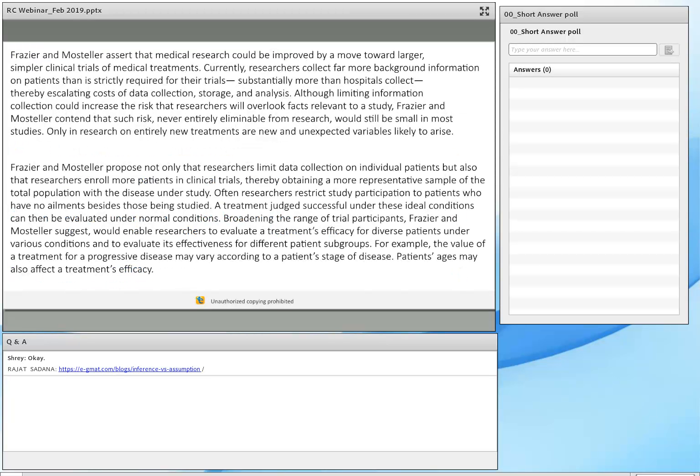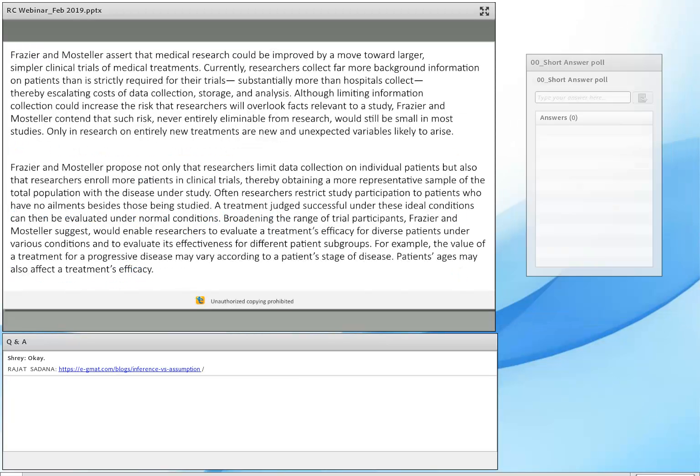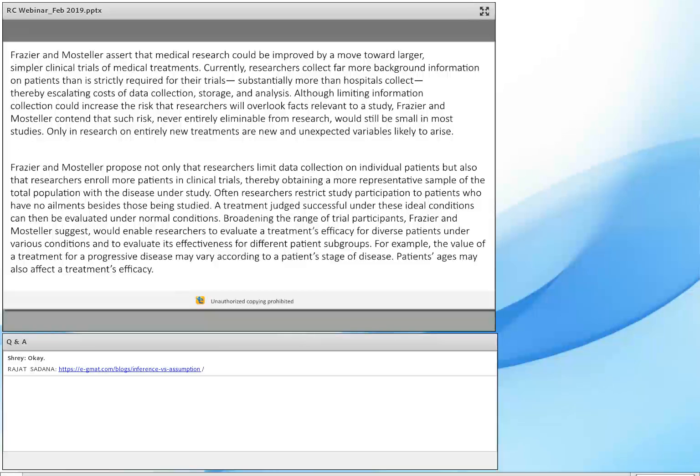Okay, so I'm going to give you about 4 minutes to read this passage. I'm going to mute myself and then we're going to solve questions. Again, you'll have access to the content of the passage, so don't worry about it.